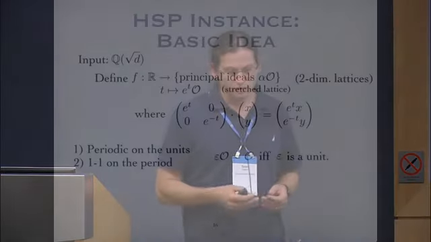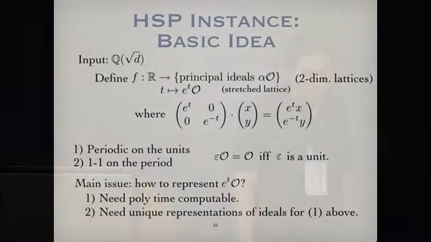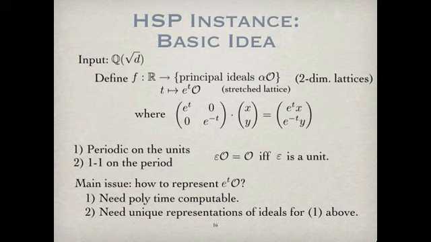Okay, and if you think about this, it's periodic on the units. Epsilon O equals O if and only if epsilon is a unit, and that's also true for any ideal. So that gives you periodicity, and it's also one-to-one on the period for the same reason. So it's going to satisfy those two of the basic properties we need. But the main issue is going to be how to represent e to the t times O.